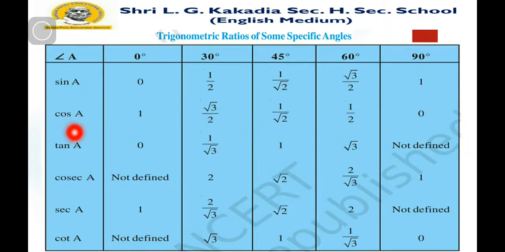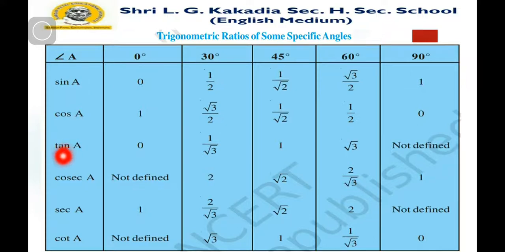Now about cos A. For cos A, we just reverse this row. For cos 0, the value will be 1. Cos 30, the value will be square root 3 by 2. Cos 45 is 1 over square root 2, cos 60 is 1 over 2, and for 90 it will be 0.